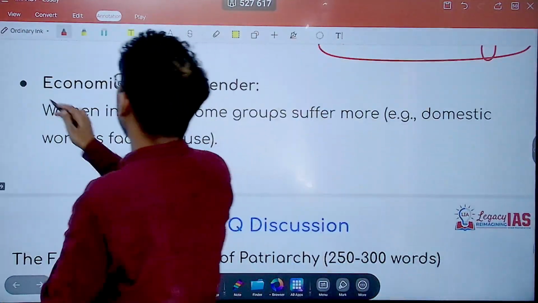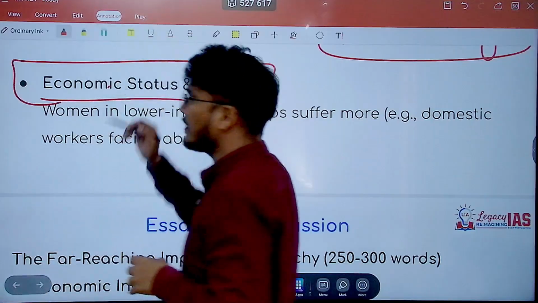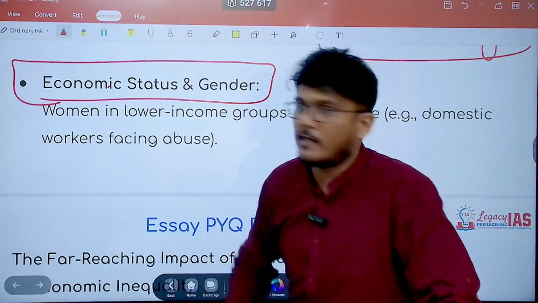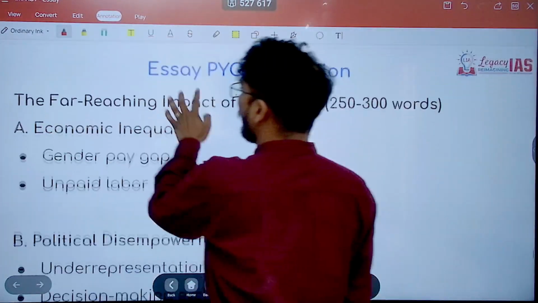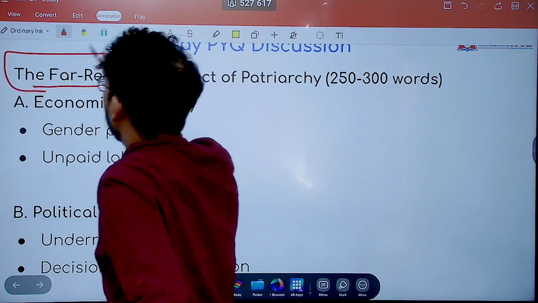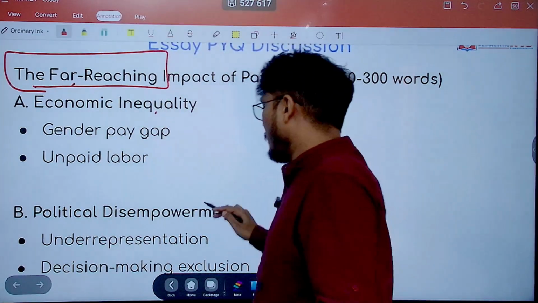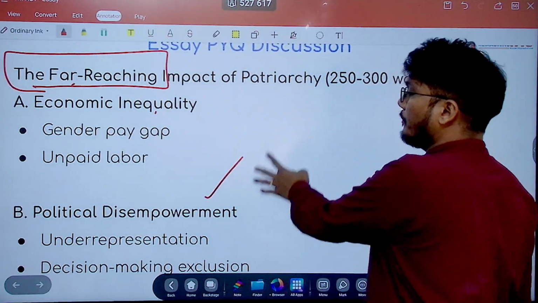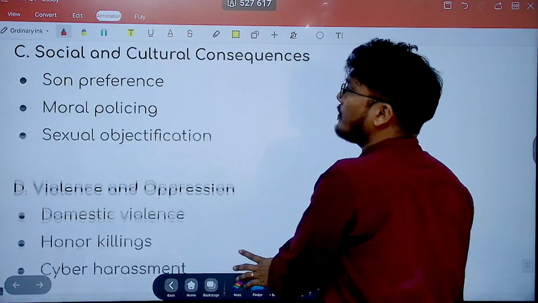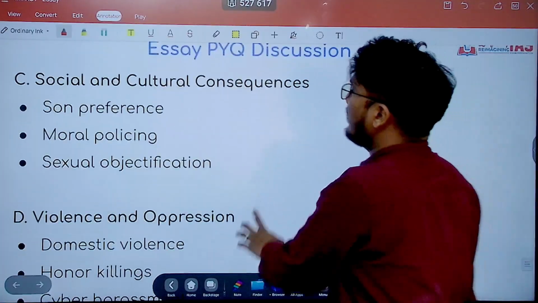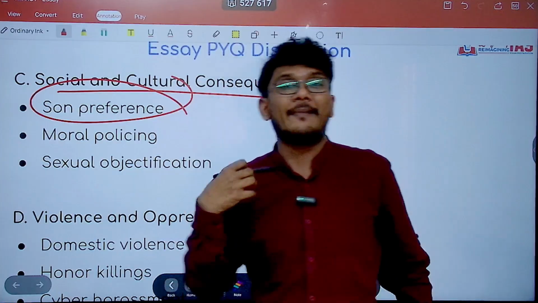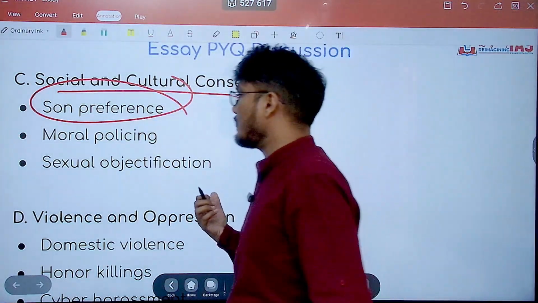Then going ahead with respect to economic status and gender and the type of work or role the women are doing, unpaid labor, all these things will be mentioned over here. And you can talk about what impact it is creating, the economic impact, the political disempowerment, the percentage of seats in the parliament you can talk about. So decision making power is also taken away. Then social and cultural consequences, son preferences there, son meta preferences there, these kind of phrases you should use.